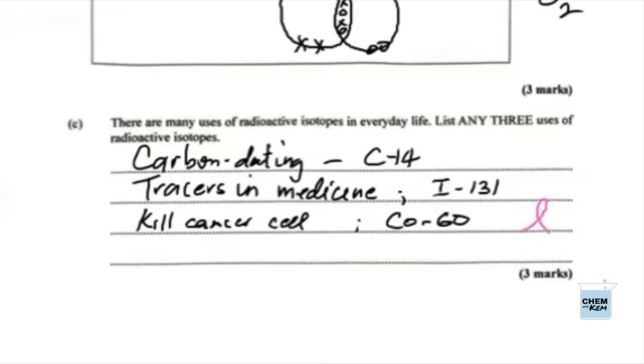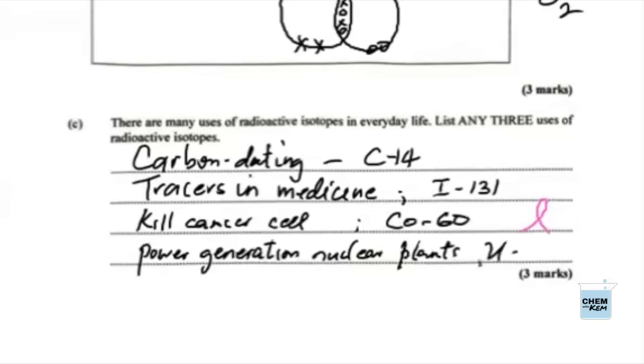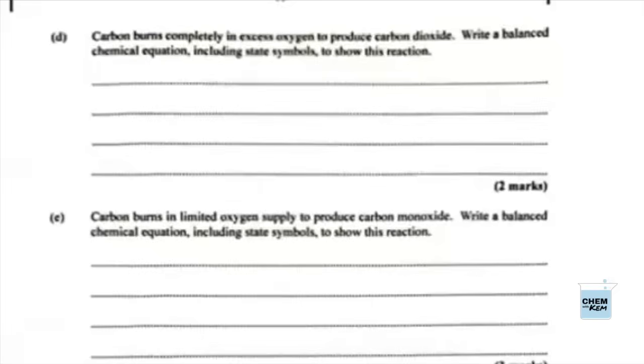There are other uses. We use them to generate power in nuclear plants, right? So power generation in nuclear plants. So that's uranium-235. And they can be used, like plutonium-238 can be used as an energy source in pacemakers for the heart. But they asked for 3, we gave them 4, mentioned 5. That should give us our full marks. Top it off, the last 5 marks.